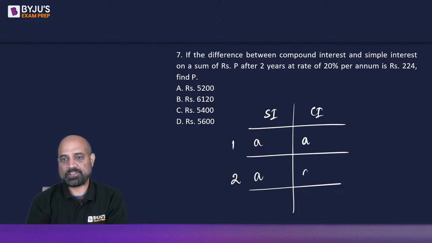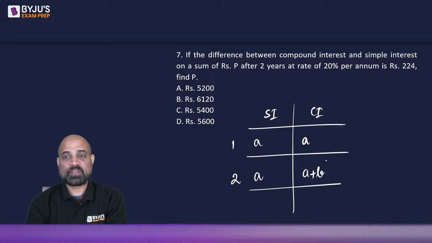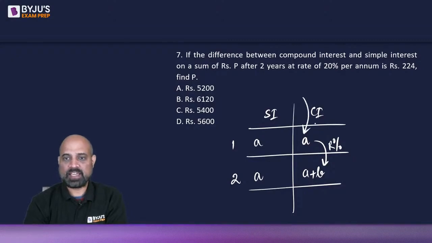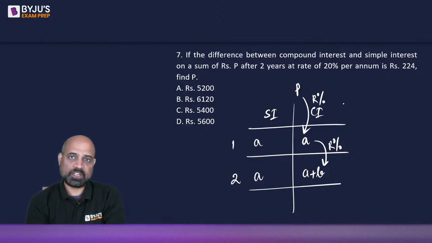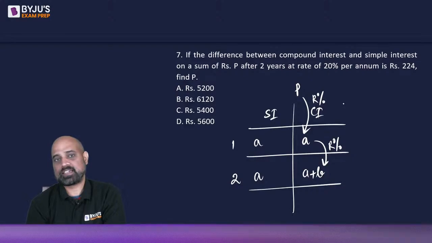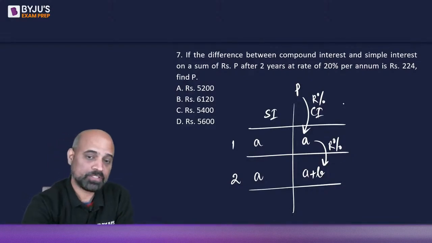In the second year, you have A plus B. Now, how are A and B related? How are these two related? By R percentage. How is A related to principal? This is also by R percentage. This is the general structure when principal and rate of interest are the same for both SI and CI. This is exactly what happens.